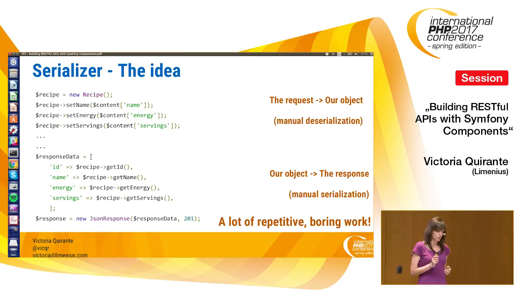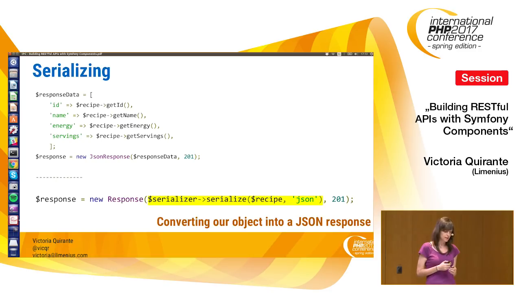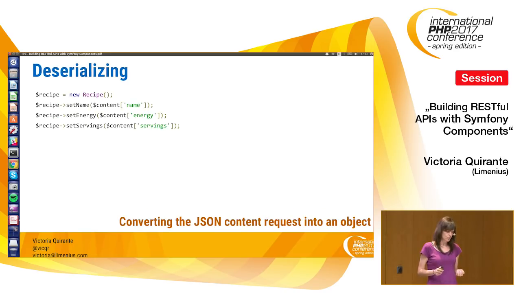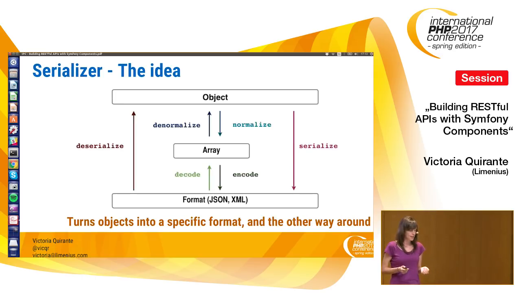So the serializer is going to save a lot of work here. Let's see. If you want to convert our object into a JSON response, instead of this, you only need to say, hey, serializer, just serialize my object into a JSON. That's all. It's only one line, okay? And in the other direction, very similar. You want to convert your JSON content into an object, and then you just say, serializer, please deserialize this content, put it in our recipe object. It will come in a JSON form, okay? Only one line.